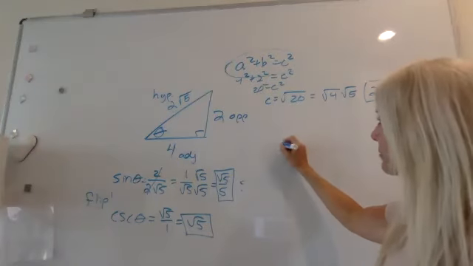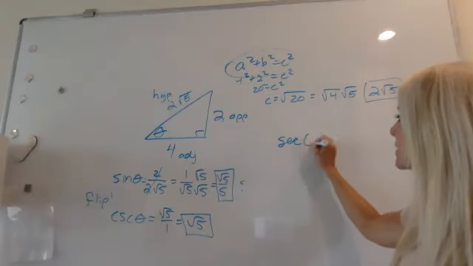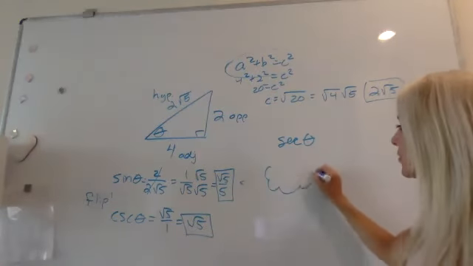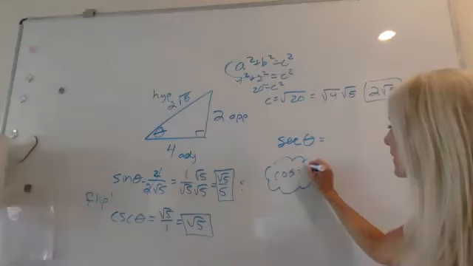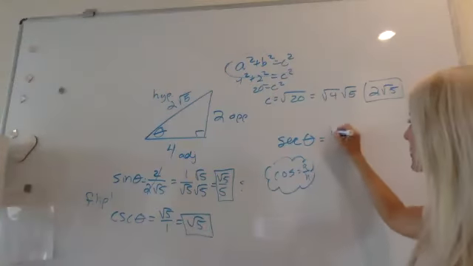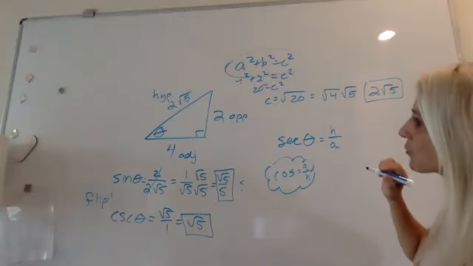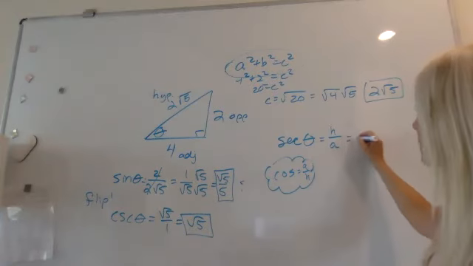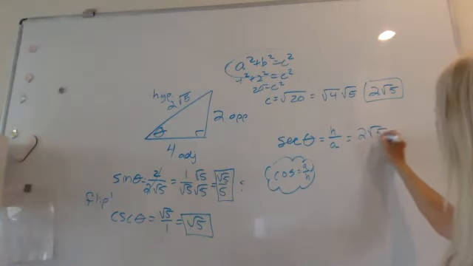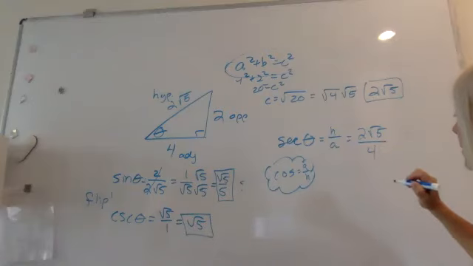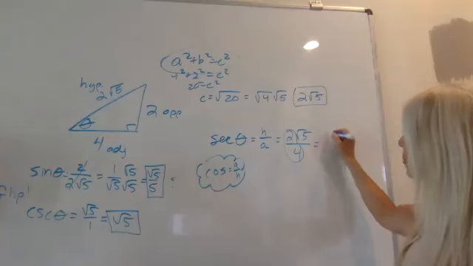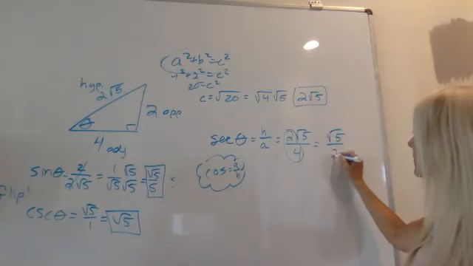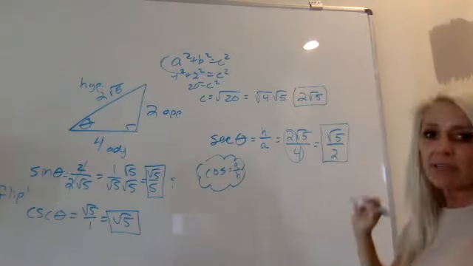So what if I was asked for the secant? Well, I'd be thinking, okay, that's related to the cosine. So instead of adjacent over hypotenuse, I'll need hypotenuse over adjacent. So that's going to be 2 root 5 over 4. I don't have an issue with the radical since it's not in the bottom, but these reduce. So on my IXL, I would enter my answer like that.